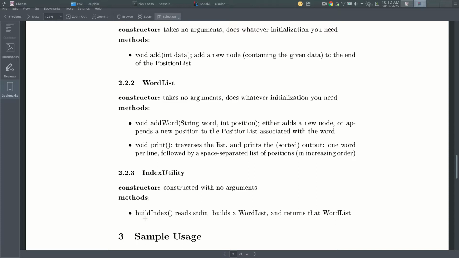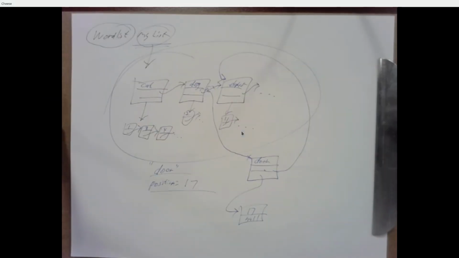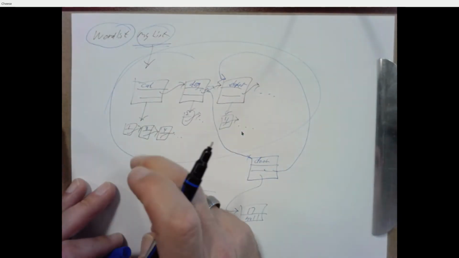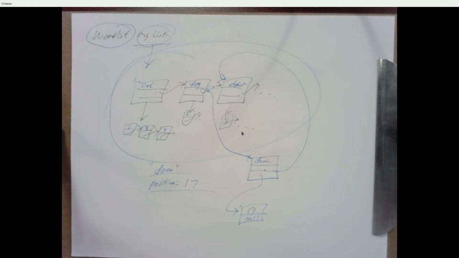Yep. Okay, the string word parameter is what was throwing me off. Yeah, add word takes the word you want to add and the position that you found it in the file, and then it updates the word list. If you call add word the first time, you're going to see that your list is empty. You're going to create your first word list node, store your data, make a reference list, and store that.